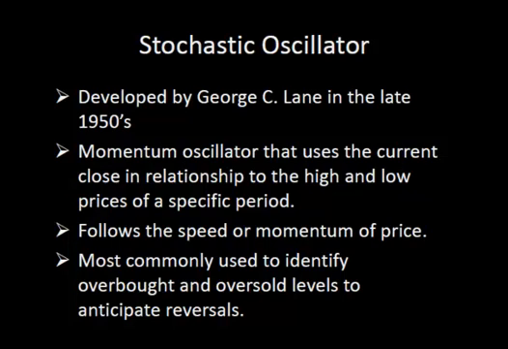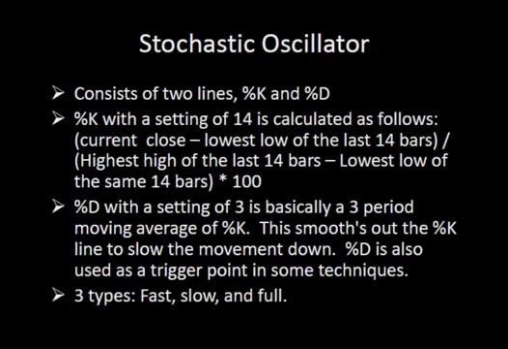The stochastic oscillator was developed by George C. Lane in the late 1950s. It's a momentum oscillator that uses the current closing price in relationship to the high and low prices of a specific period, and that period is set by you when you put the indicator into the chart. It basically follows the speed or momentum of price, and it's most commonly used to identify overbought and oversold levels to anticipate reversals. Stochastics consist of two lines called the %K and the %D.